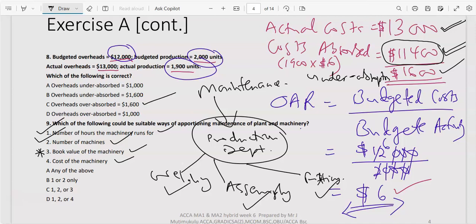What about number 4? Cost of the machinery. Yes, the cost is actually indicative of the size of the machine. Usually the higher the value, the more expensive the repairs of that machine. So the cost of the machine is also reasonable, but the book value is not. So what is our answer? The answer should be 1, 2, and 4, which is D.